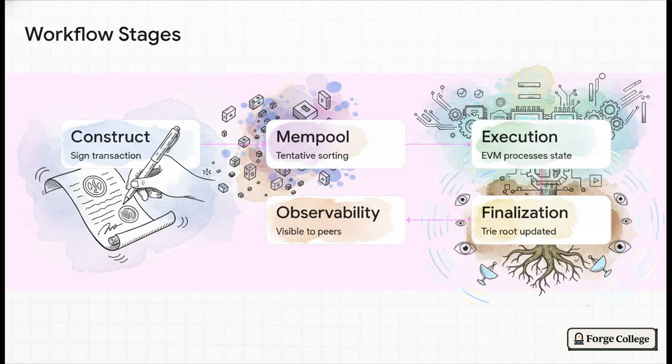Now, what's really interesting about tracking a single piece of mail through its life cycle is watching how observability shifts at each exact point. We basically jump from constructing the transaction to throwing it into the mempool, then execution in the EVM, finalization in a block, and finally, observability by the outside world. Let's inspect what's actually happening to the account at each one of these steps.